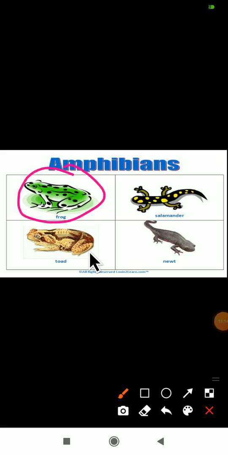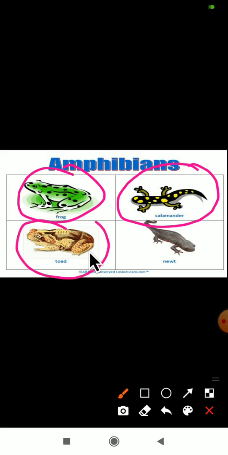Yes, the frog will live even in water and even on land. The next one, salamander. This is also one of the animals which live in water and on land. Next one, toad. Yes, this is the toad. This animal also will live even in water and even on land. Toad it is. Newt. Yes, this is a newt animal.